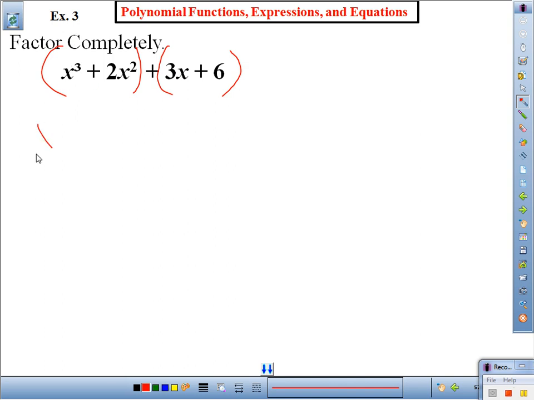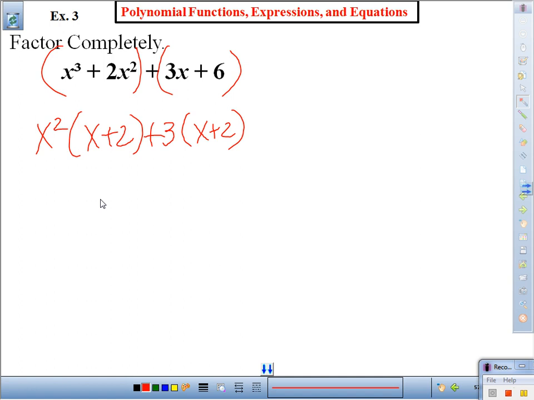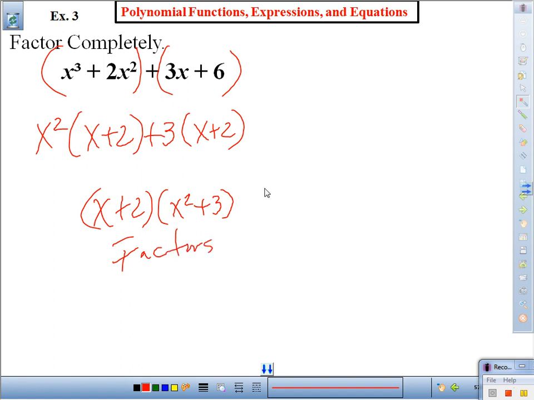So, GCF for these two, x squared, x plus 2. GCF for these two, 3, x plus 2. My factors are x plus 2, x squared plus 3. Can I simplify this anymore? No, it's not a difference of squares, so I'm done. Factors.